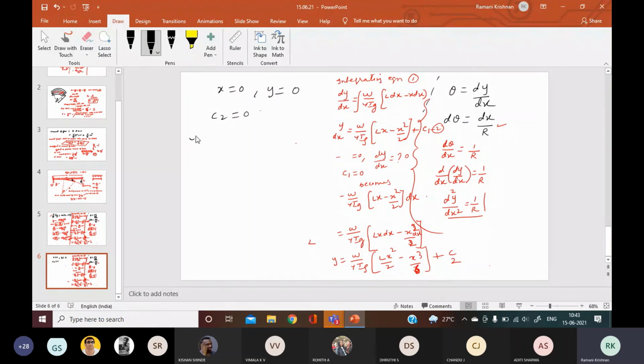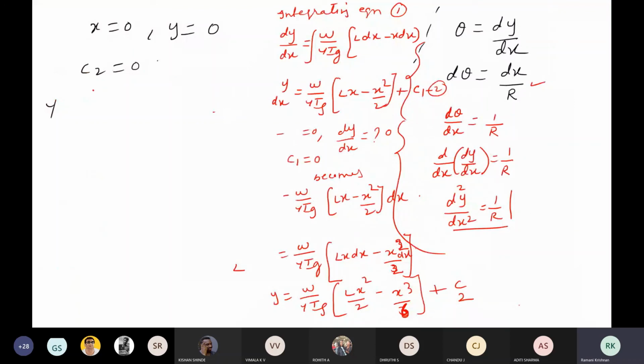So I get y equal to w by YI. Here you should not get confused: y is the depression produced, and this is Young's modulus. Then what I'll get is y equal to w by YI (L x square by 2 minus x cube by 6). Okay, students, now what should I do?